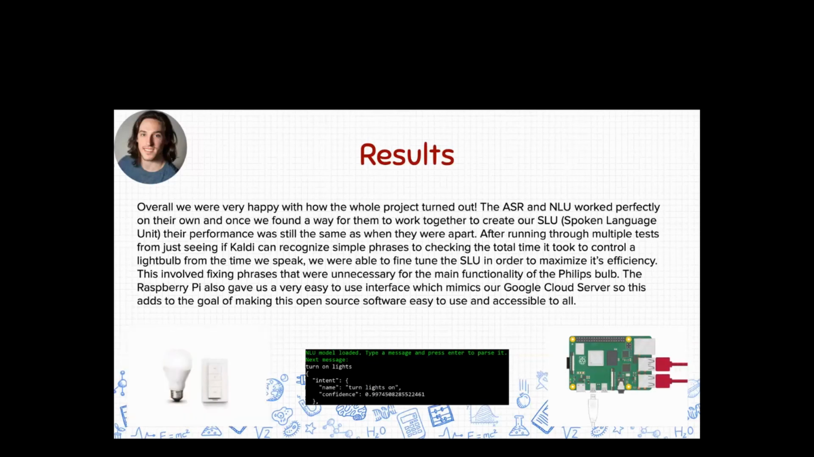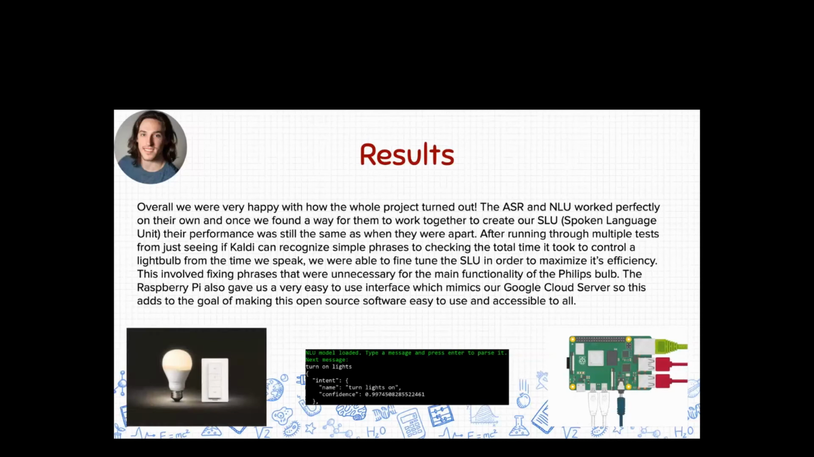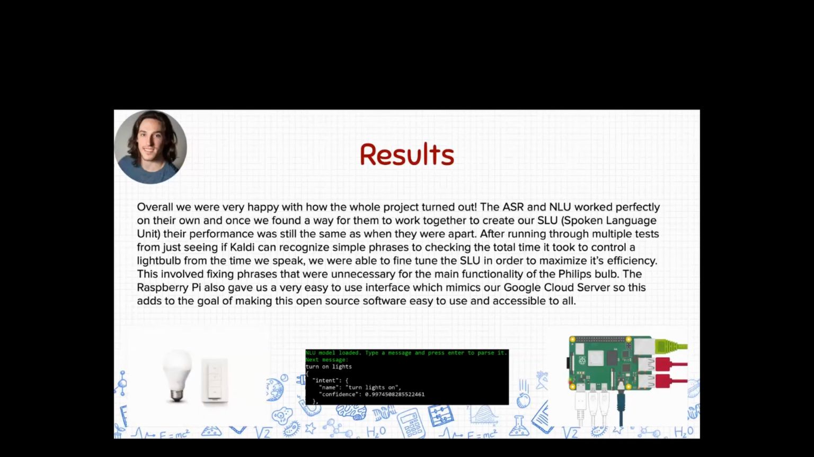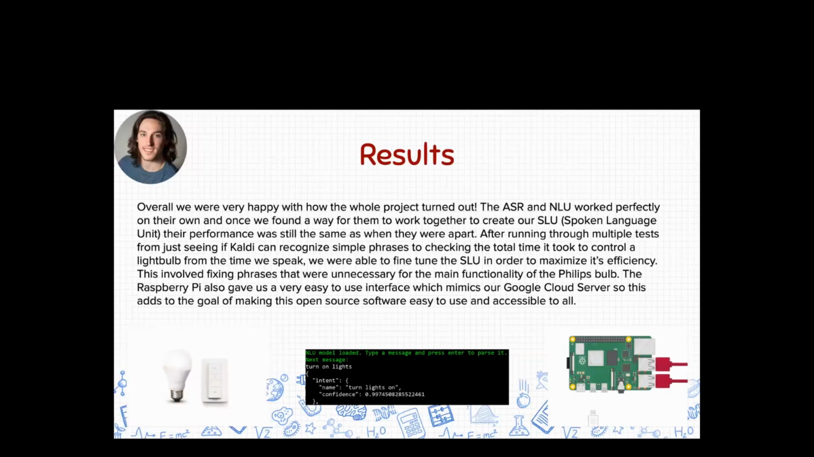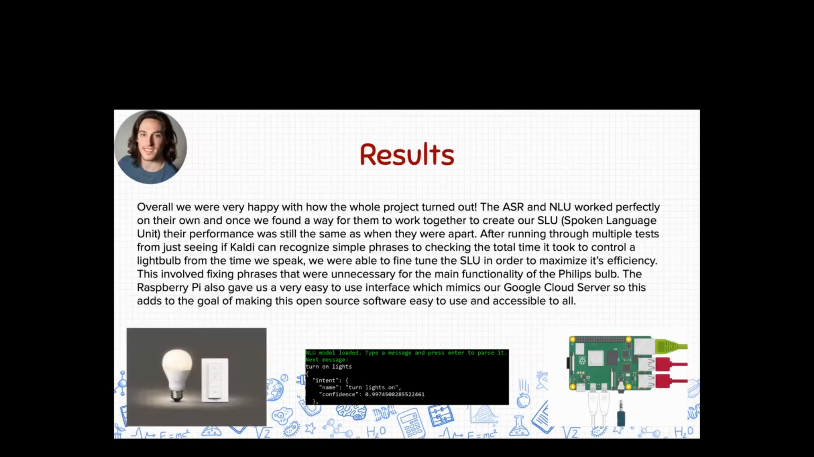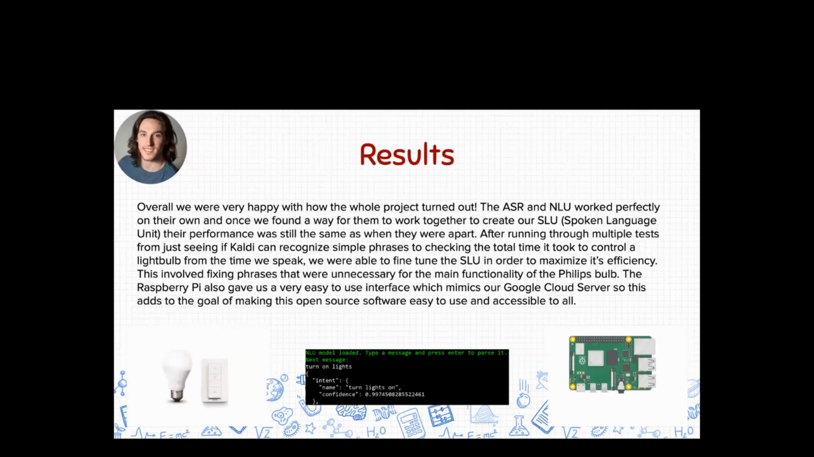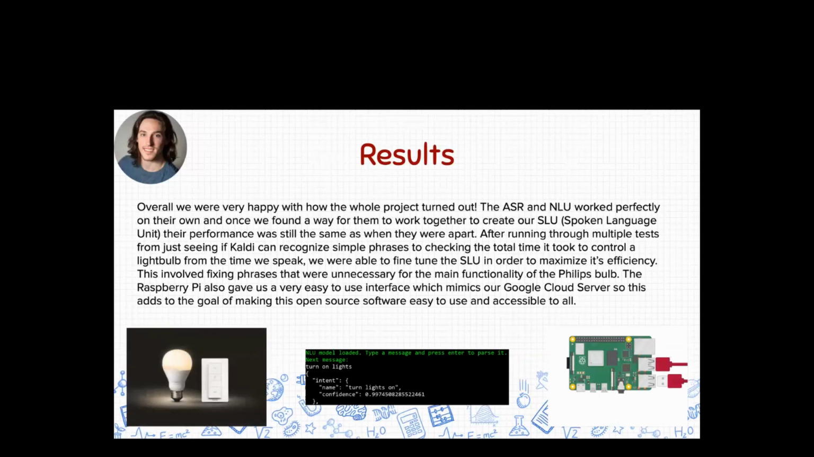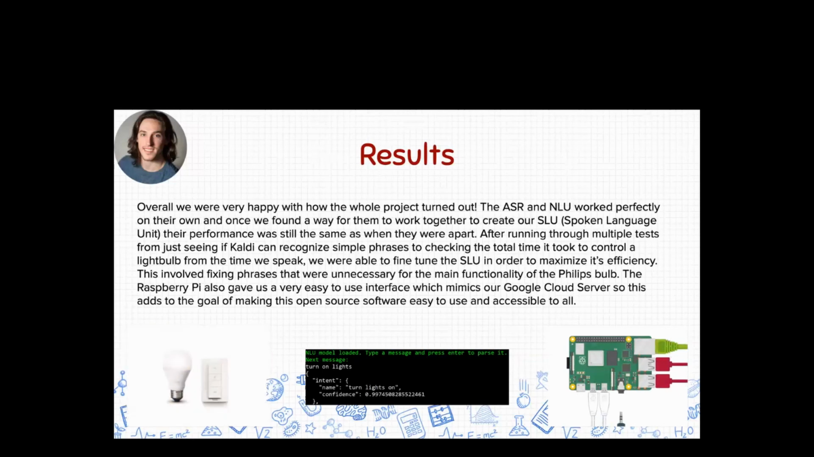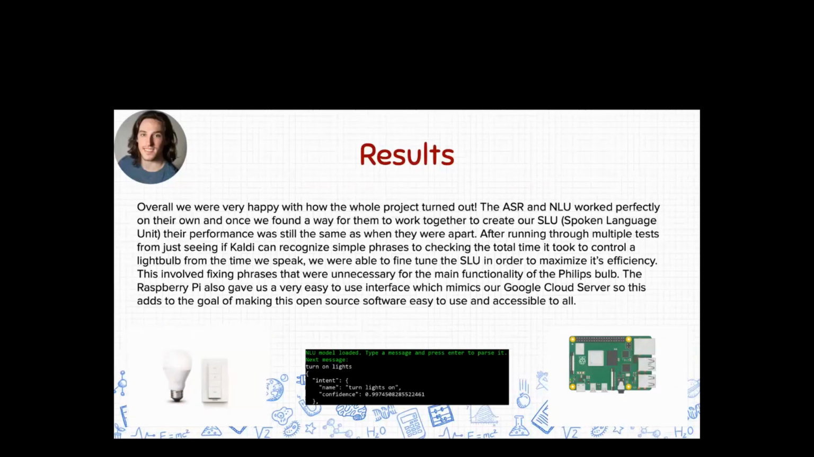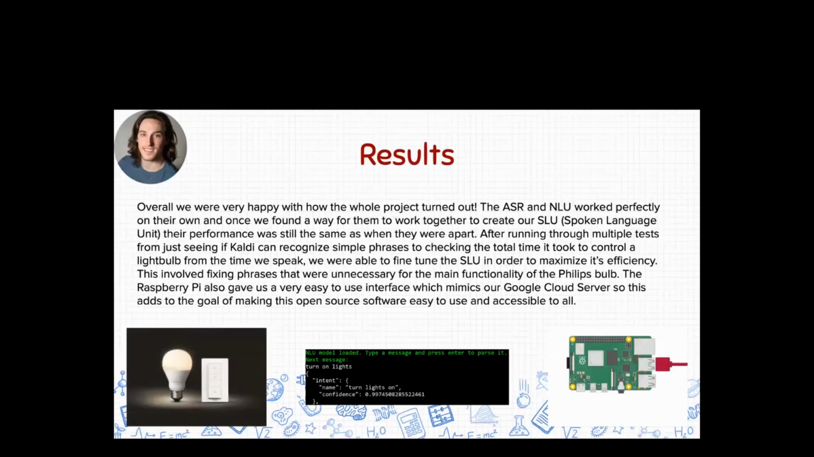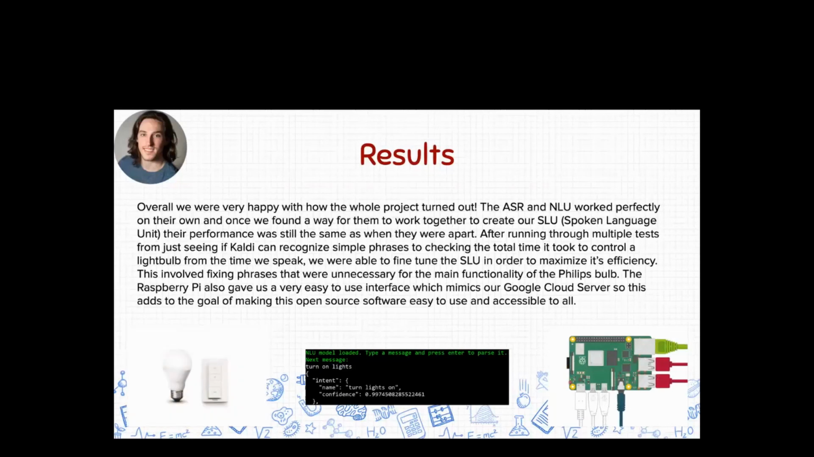After running through multiple tests, and just seeing if Kaldi could recognize simple phrases, checking the total time it took to control a light bulb from the time we speak, we were able to fine-tune the SLU in order to maximize its efficiency. This involved fixing phrases that were unnecessary for the main functionality of the Philips bulb. Raspberry Pi also gave us a very easy-to-use interface, which mimics our Google Cloud server, so this adds to the goal of making this open-source software easy to use and accessible to all.